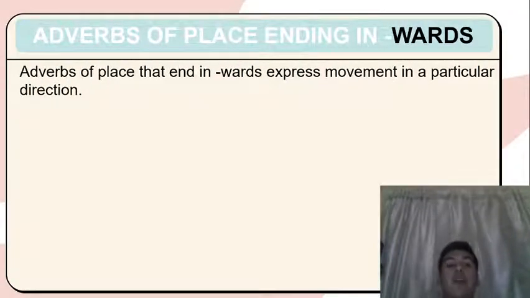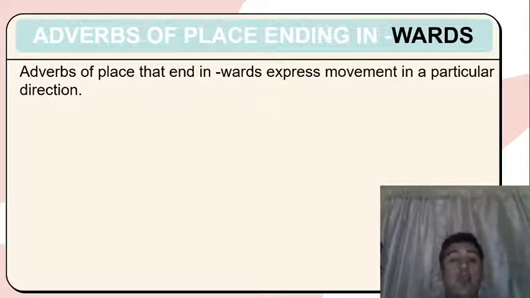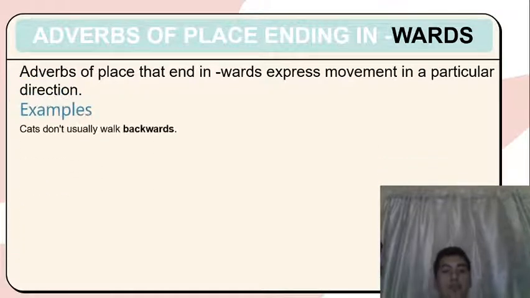Now, adverbs of place ending in words. Adverbs of place that end in words express movement in a particular direction. For example, cats don't usually walk backwards.